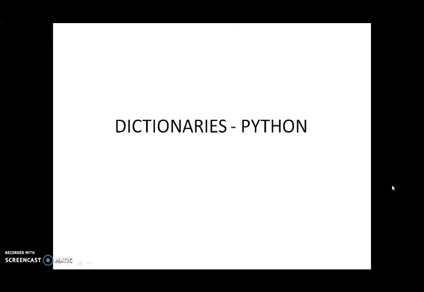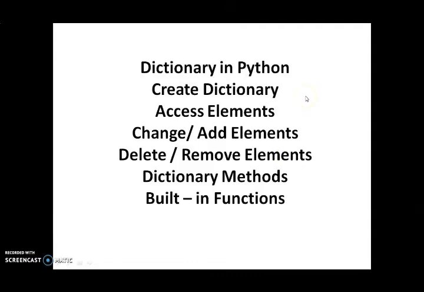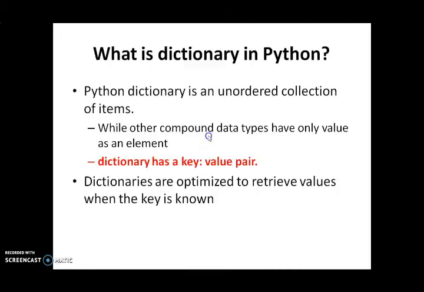Hi everyone. Now we are going to see dictionaries in Python, how dictionaries can be used and programmed in Python. So we are going to see how to create a dictionary, how to access the elements from the dictionary, how to edit or add elements, that is you can change the data given in the dictionary. You can also delete or remove elements from the dictionary, and along with this we are going to see certain methods and built-in functions that can be used in a dictionary.